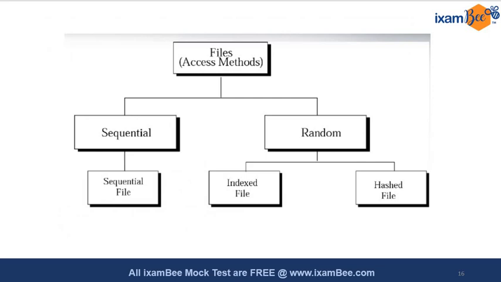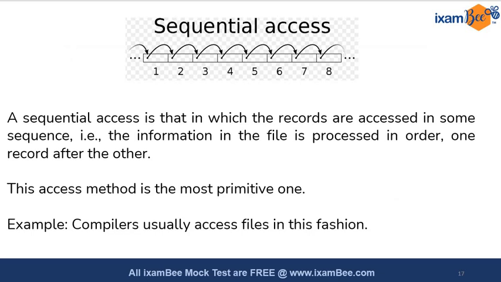Now coming to the next topic. The next topic is file access methods, that is, how we are going to access the file. It can be sequential, it can be random. In sequential, we have sequential file access, and in random, we have two kinds, that is indexed and hashed file access. So first, let's understand sequential access.